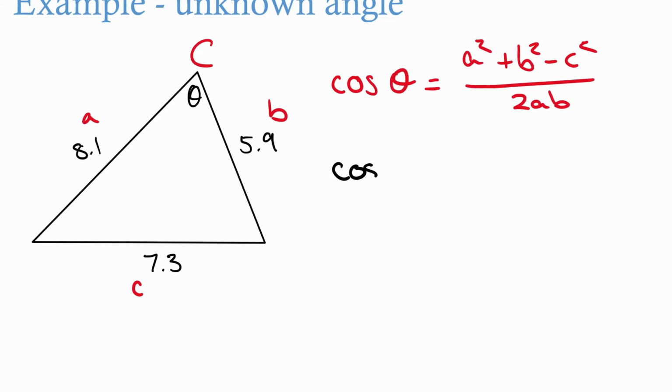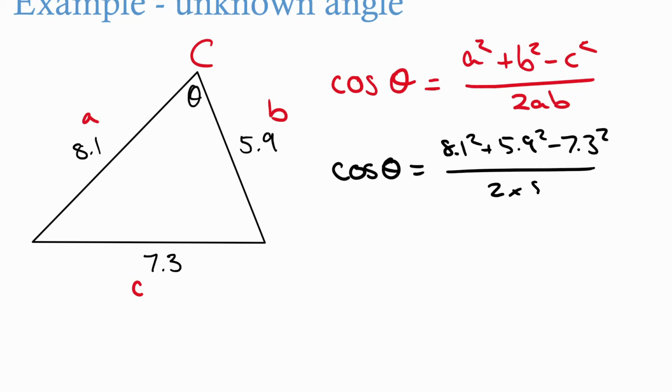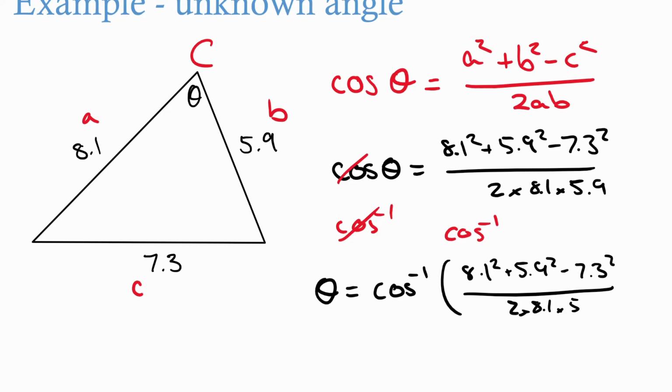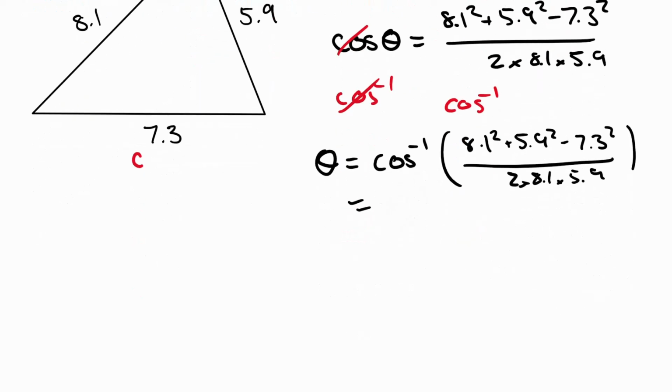So let's do our substitutions. Cos theta equals 8.1 squared plus 5.9 squared minus 7.3 squared, all over 2 times 8.1 times 5.9. As with all cases when we're finding angles with trigonometry, we're going to do the inverse cos here, because we want theta as the subject. So theta is going to equal inverse cos of that fraction. You're going to put that in the calculator. It comes out as 60 degrees and 27 minutes.